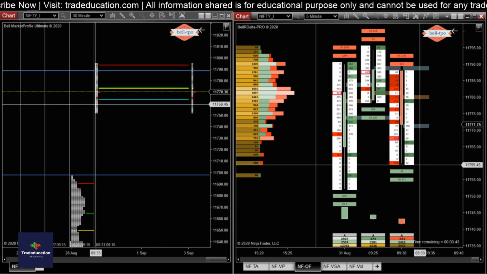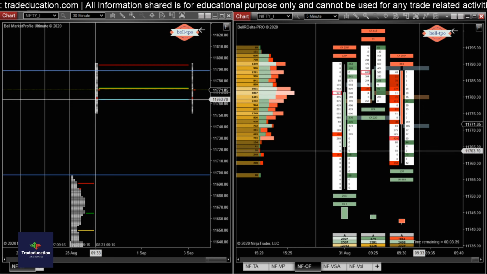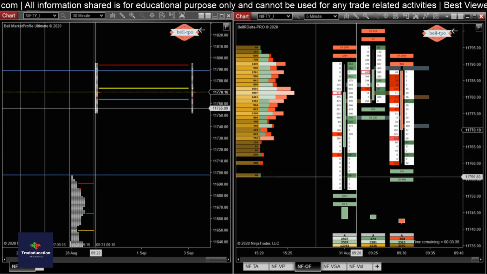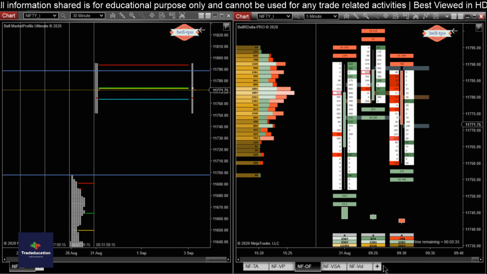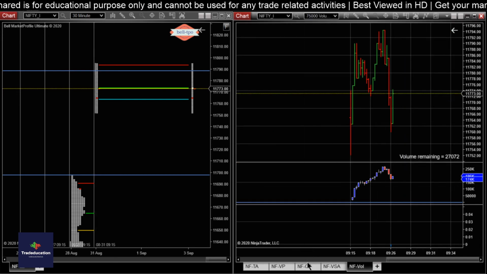So I think, is this the open? Yeah, it's below the open. This is the open. Now if you see the fall in the delta.